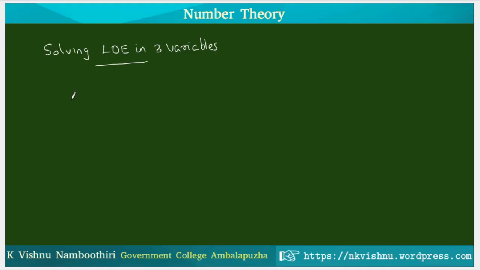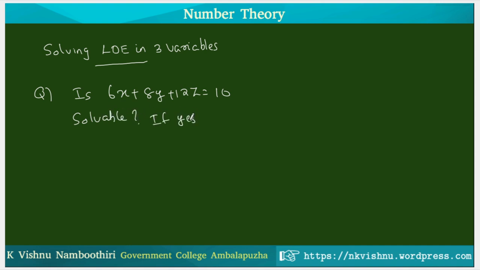Now we are going to solve a linear Diophantine equation in 3 variables. So the question is this: is 6x plus 8y plus 12z equal to 10 solvable? If it is solvable, find the general solution. This is the question.